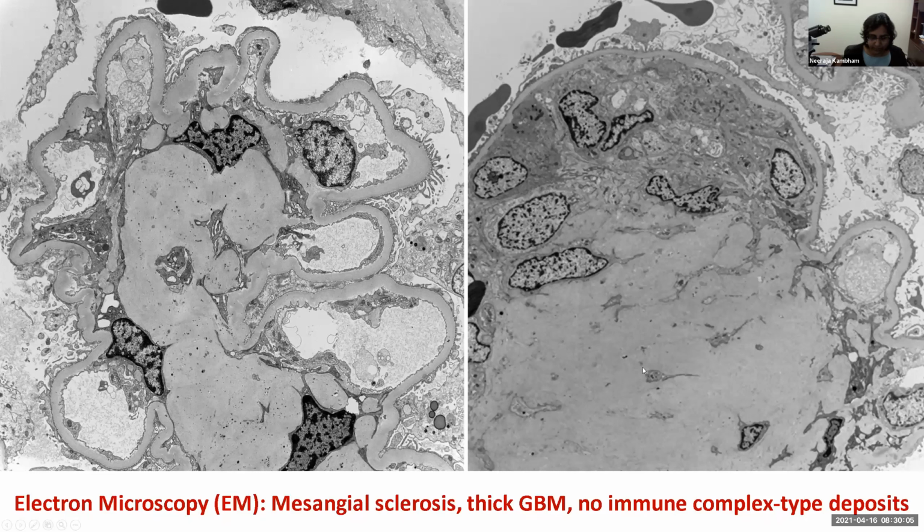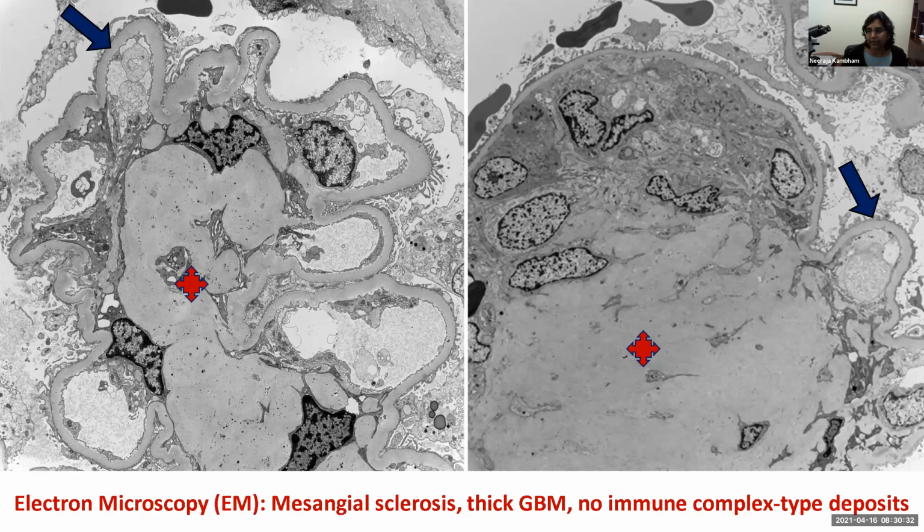And then, so that's the mesangial sclerosis. And then you have the glomerular basement membranes, which are diffusely thickened. Again, this is by experience. We know it's thickened, but on a typical case, we also measure the glomerular basement membranes. But the important thing here is that there are no immune complex type deposits. So we know that in this particular instance, it's all diabetic nephropathy.